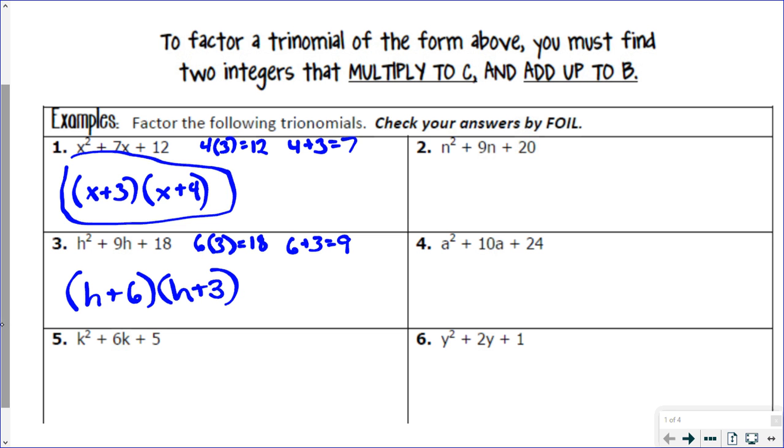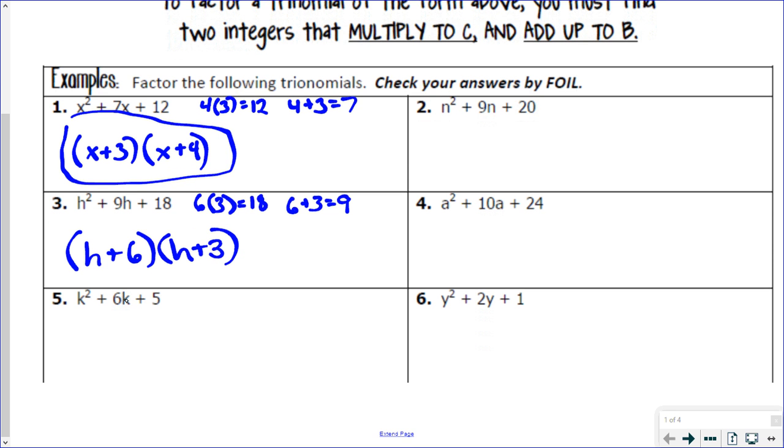Let's look at this one. Two numbers that multiply to make 5 and add to make 6. Well, how about 5 and 1? 5 times 1 is 5, 5 plus 1 is 6. So the solution is k plus 5 times k plus 1.